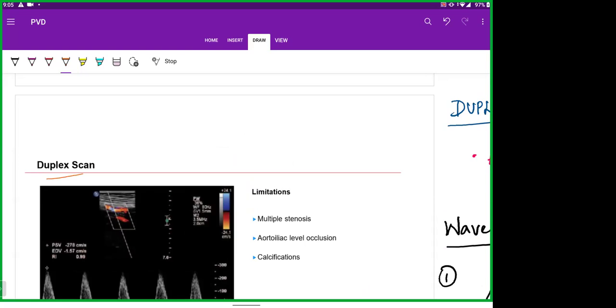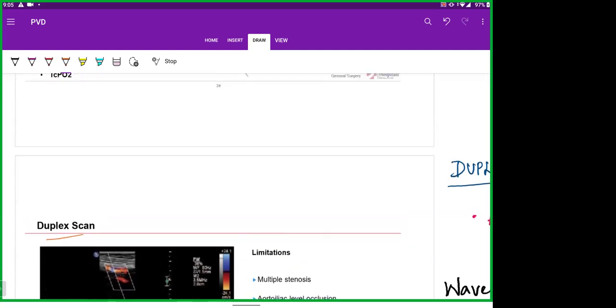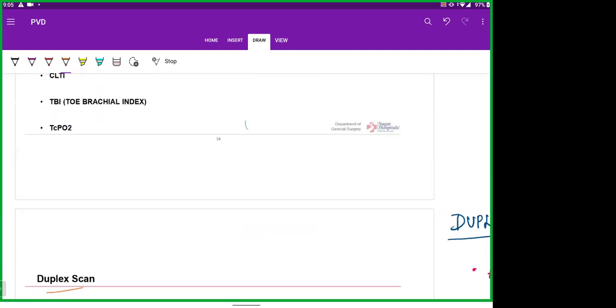So Samir, can you tell me the difference between a dry gangrene and a wet gangrene? Samir, are you there? All right. Vinod, can you tell me the difference between them? Dry gangrene and wet gangrene?